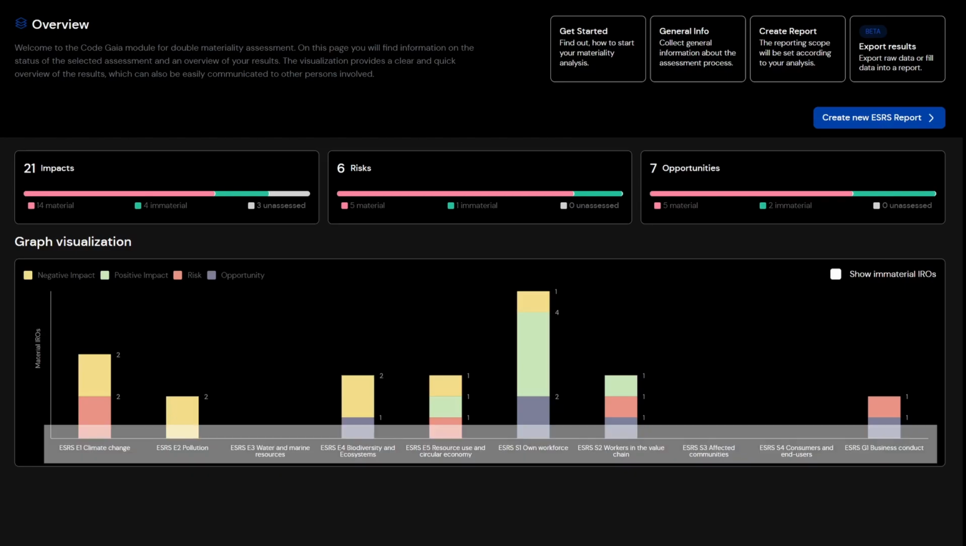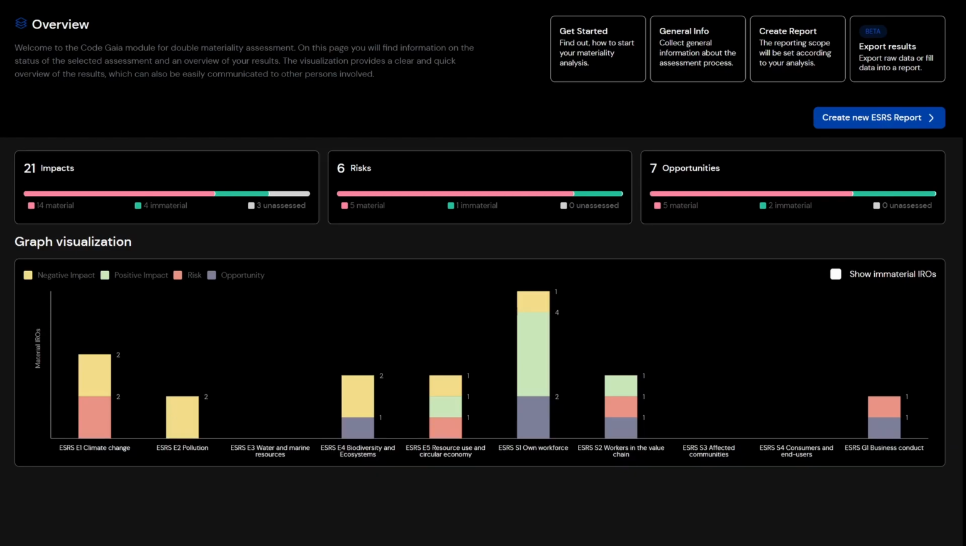Along the x-axis, you can see all of the ESRS topical standards listed, starting with ESRS E1 climate change at the far left, going through the environment topics, moving through the social topics, and ending with ESRS G1, the governance topic, business conduct, at the far right.